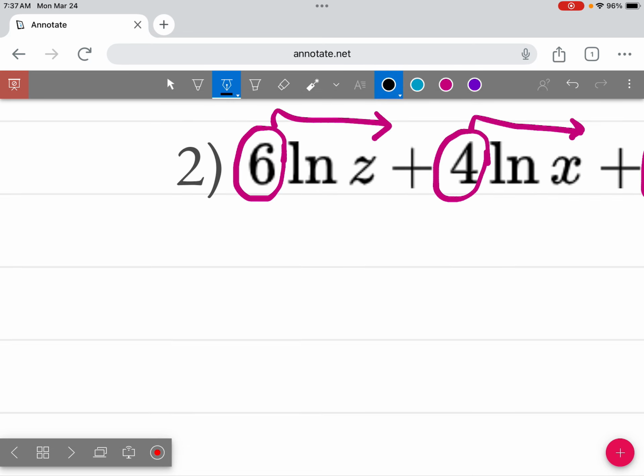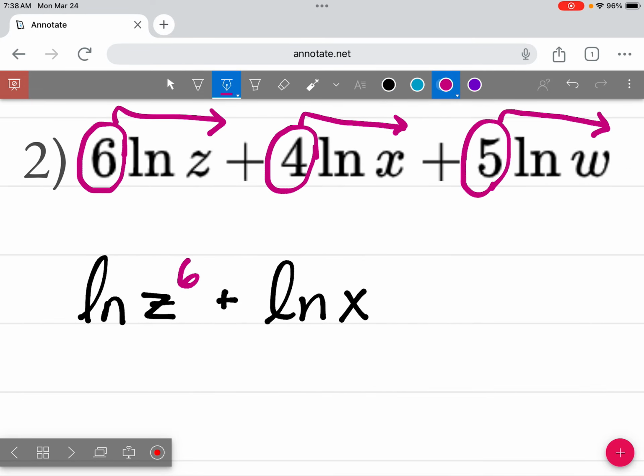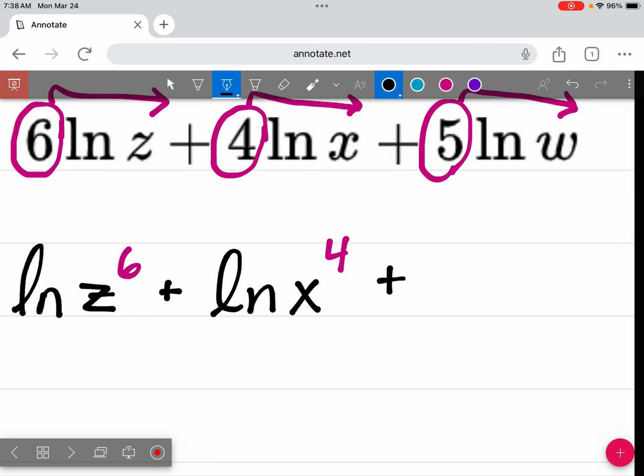So my first step in rewriting this is we're going to have ln of z to the 6th plus ln of x to the 4th plus ln of w to the fifth. Our coefficients become powers.